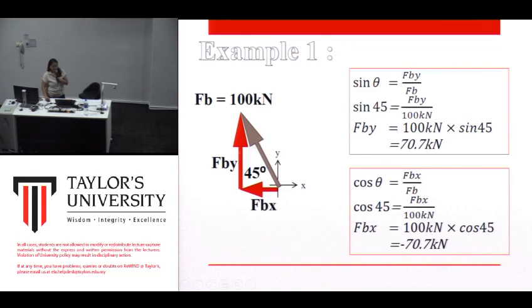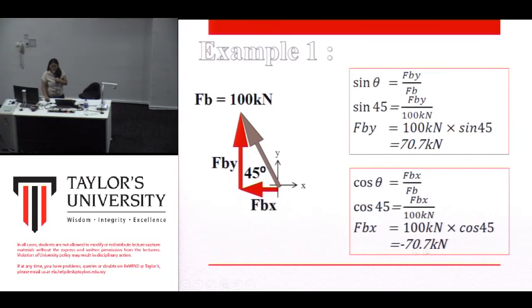Alright? So again, if you are looking for Fbx, Fbx is the one that is attached to the angle, or next to the angle, we use cos. That's why you look at here: Fbx equals 100 times cos 45. If you are looking for Fby, which is not attached to the angle, automatically we use sine. So look at here, Fby equals 100 times sine 45, and we got 70.7. So far so good? And why is Fbx negative?